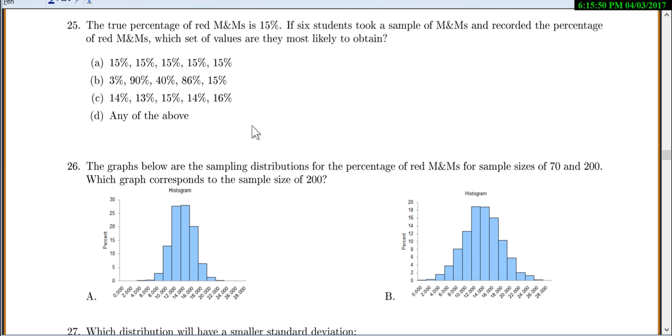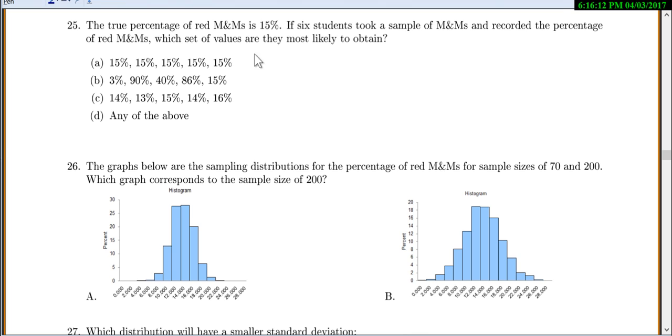Let's skip ahead then to problem 25. This one just kind of has some nice general theory things for the next few questions. Let's say that the true percentage of red M&Ms in a bag is 15%. If 6 students took a sample of M&Ms and recorded the percentage of red M&Ms, which set of values are they most likely to obtain?